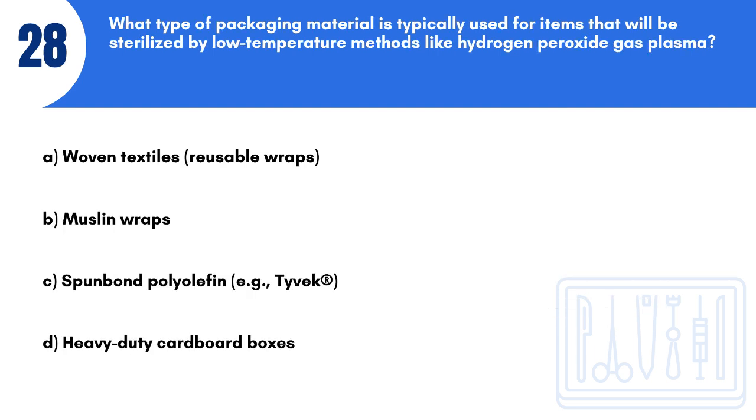Question 28. What type of packaging material is typically used for items that will be sterilized by low-temperature methods like hydrogen peroxide gas plasma? A. Woven textiles, reusable wraps. B. Muslin wraps. C. Spunbond polyolefin, e.g., Tyvek. D. Heavy-duty cardboard boxes.